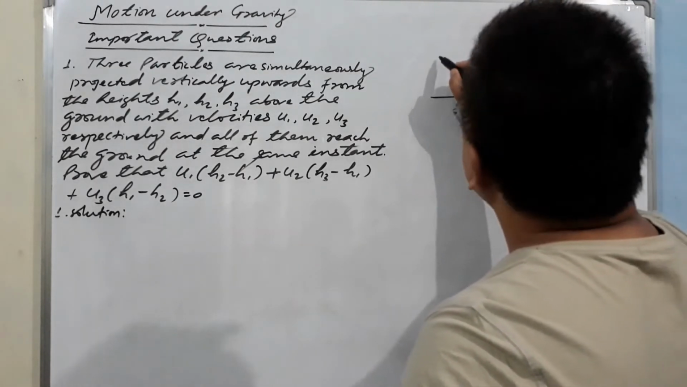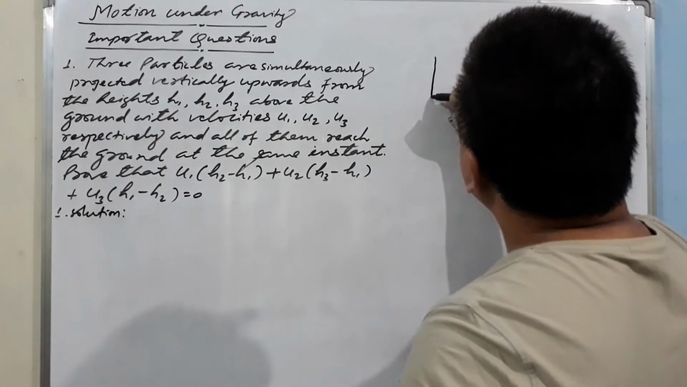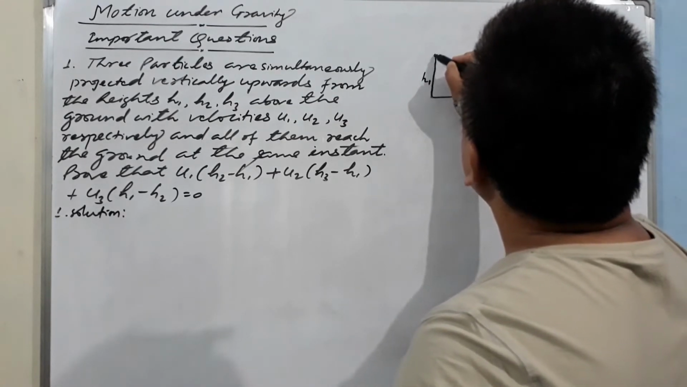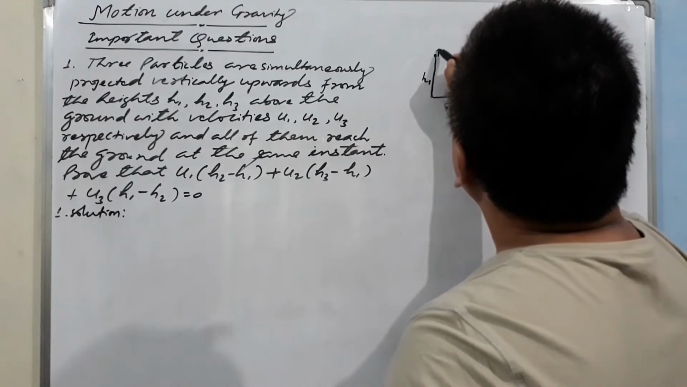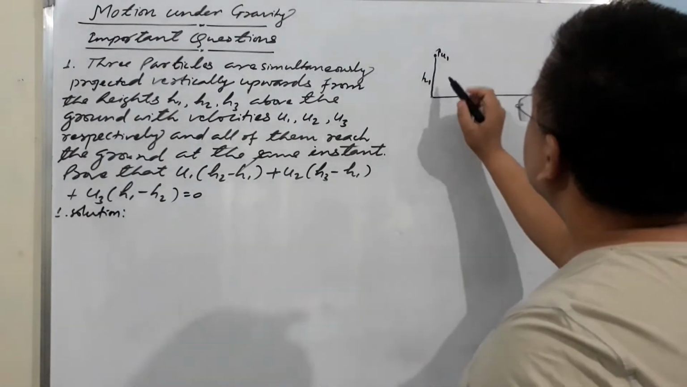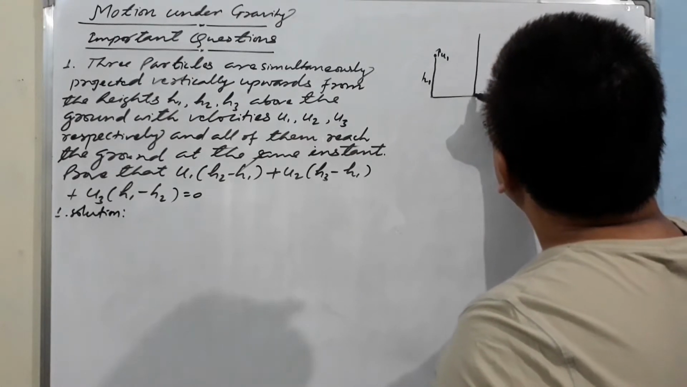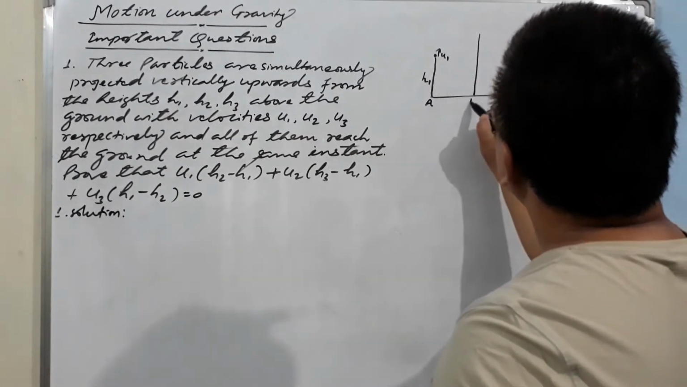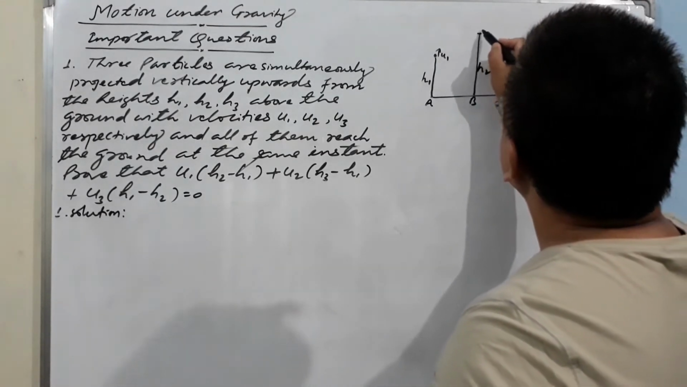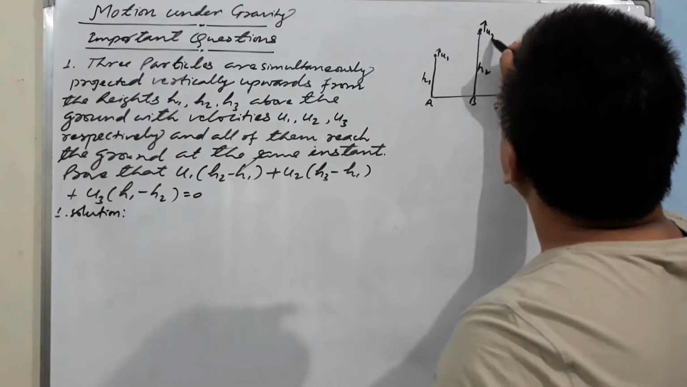Three particles are simultaneously projected vertically upwards from heights. Already the particles are at a certain height. According to this, this particle is here, and the initial velocity, the velocity of projection, is u1. And then another one, let's suppose a tower B, at height h2, the particle is going to be projected from here, and its initial velocity is u2.